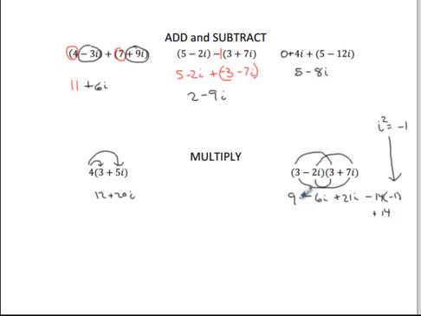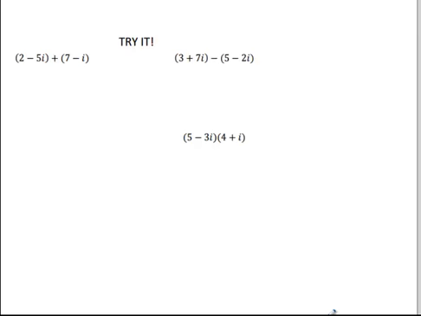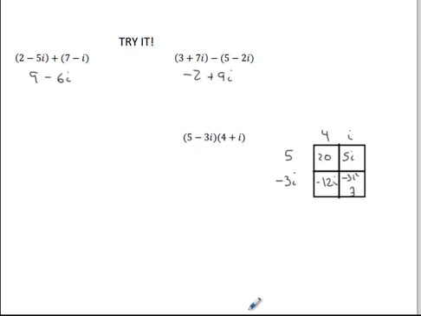Now I've got two sets of like terms to combine. I've got the 9 and the 14, add those together, 23. I've got the 21i plus a negative 6i, that's like 21 minus 6, attach the i. So that's going to be 15i. So 23 plus 15i. Okay, so pause this video and try these.